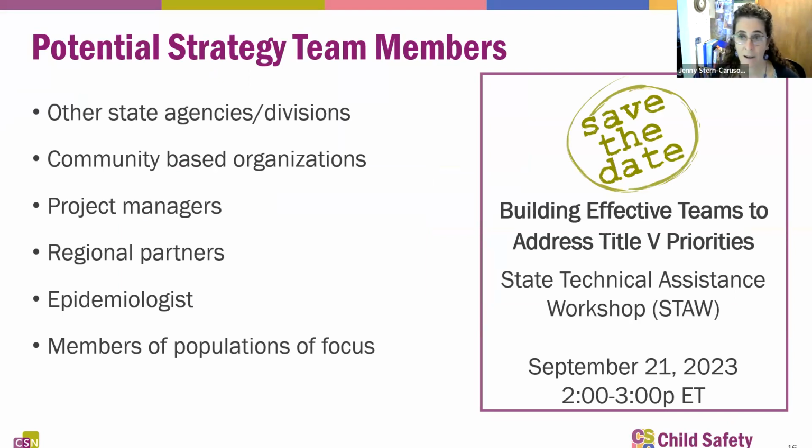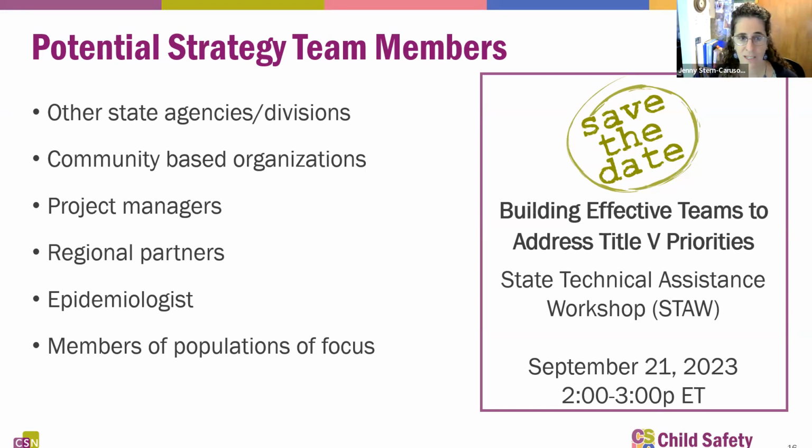So other recommended members could include state agencies and divisions, community-based organizations, some project managers, regional partners. Having an epidemiologist at your behest is really helpful. We understand not all states have child injury epidemiologists or may not have somebody who can be solely allocated to your work. But again, part of our technical assistance will be helping you to identify somebody within your realm that can be an asset in helping you to access the data that is necessary for you to continue to analyze the progress that you're making and ascertain if you're really getting to the improvements that you want.